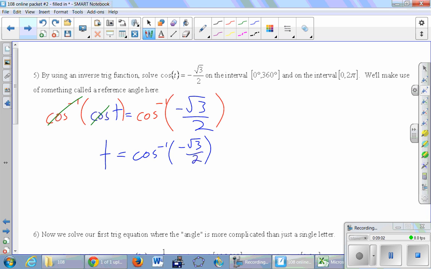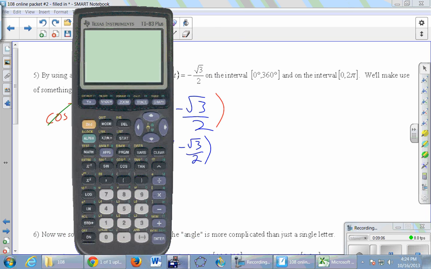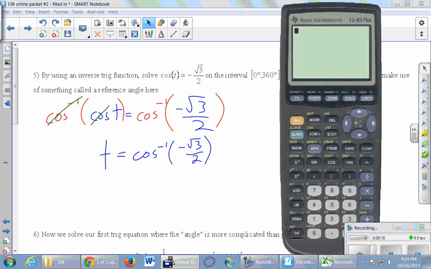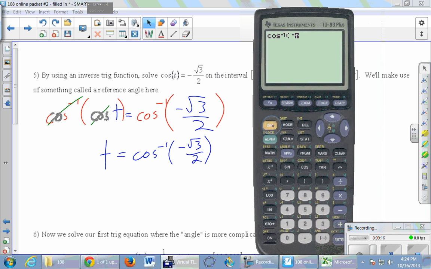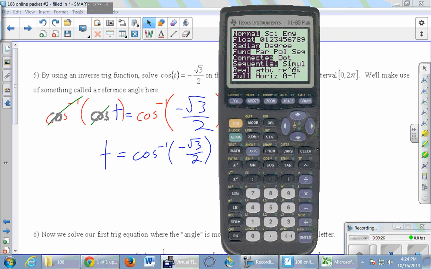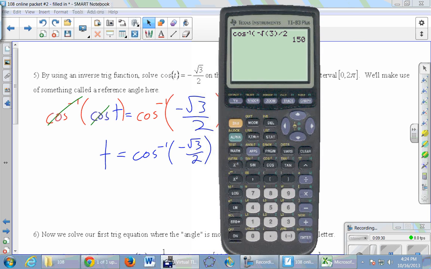Okay, now you can use the unit circle, as we just did, to find that thing, but this one says use inverse trig. So how about we use our calculator, and we will estimate our answers here. So inverse cosine of negative root 3 over 2. Okay, we think about the mode. Let's go ahead and do the degree one first. Hit enter, and we get 150.